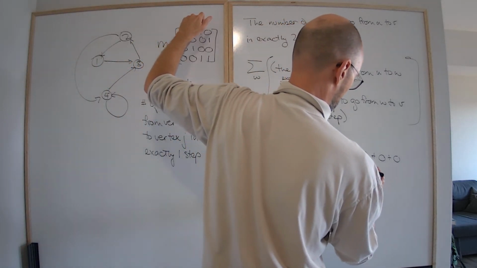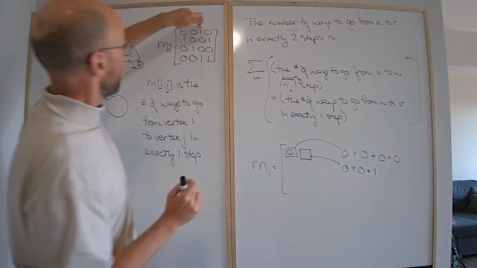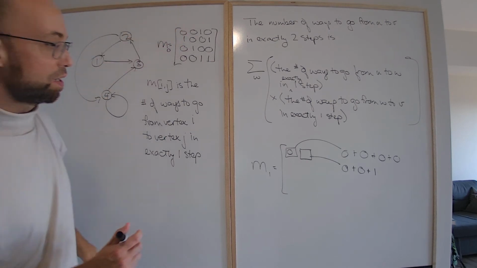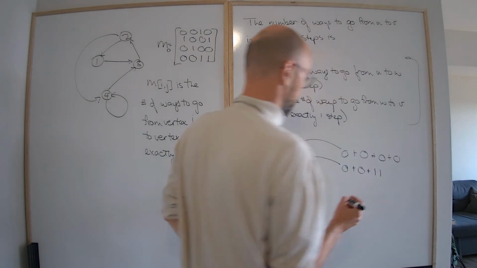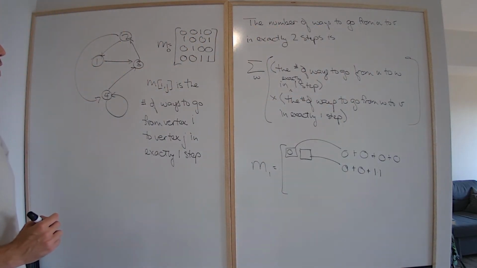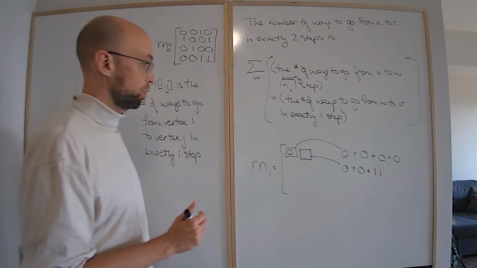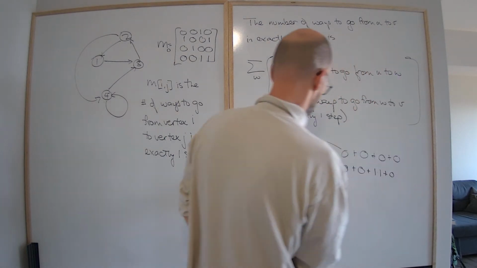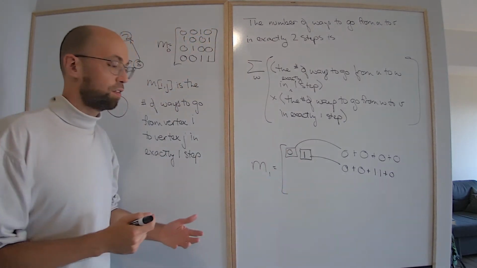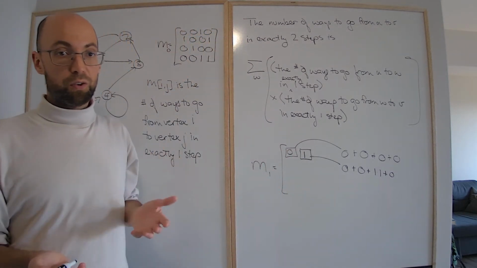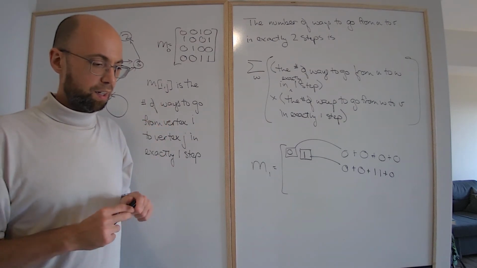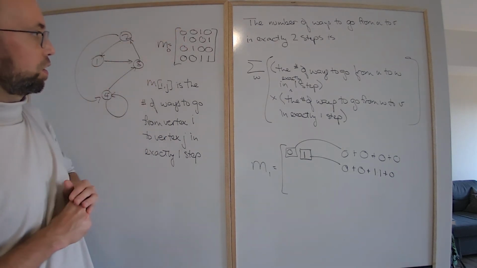So that's 0 plus 0, plus 1 times the number of ways to go from 3 to 2, which is 1. And then plus the number of ways to go from 1 to 4, and the number of ways to go from 4 to 2, which is 0 times 0 in one step. So this is 1. The number of ways to go from vertex 1 to vertex 2 in exactly 2 steps, there's one way.